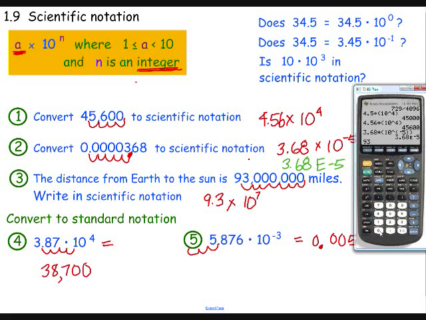Okay, back to 93 million, 3 zeros, and then another 3 zeros. Enter. Now suppose I want to see that in scientific notation. I know there's something here that will allow me to do that. Let's look at math, numbers. Whoops, oh no, I remember what it is.